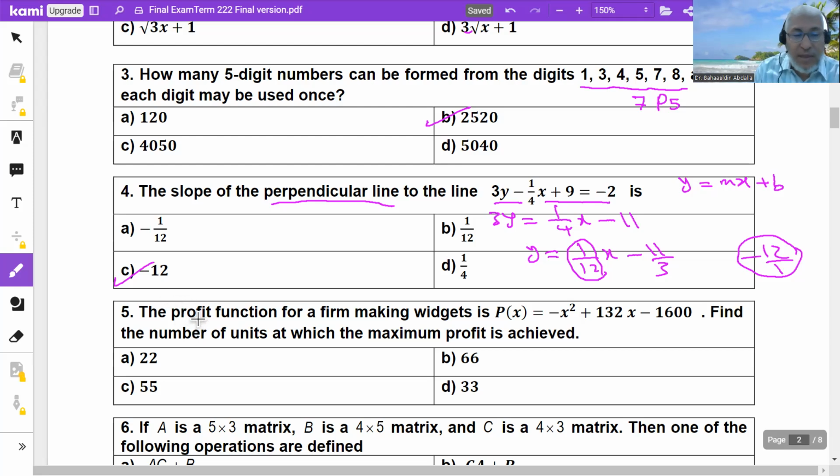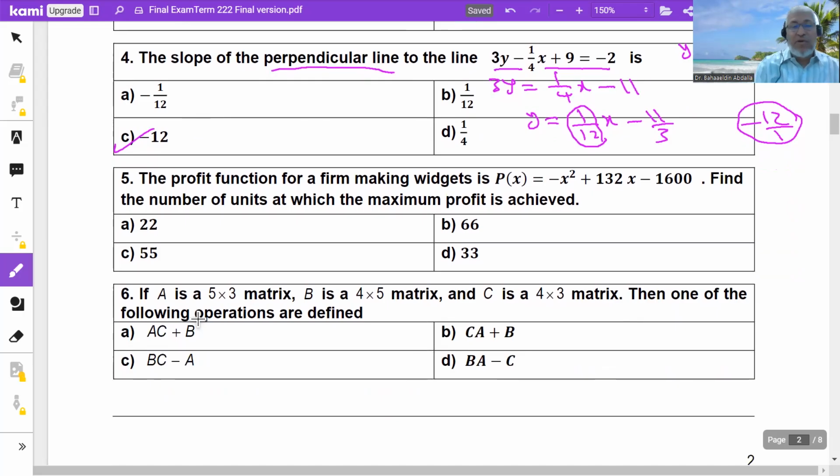Question 5. The profit function for a firm making widgets is given by this. So what is this? This equation is the profit function. Find the number of units at which the maximum profit is achieved.